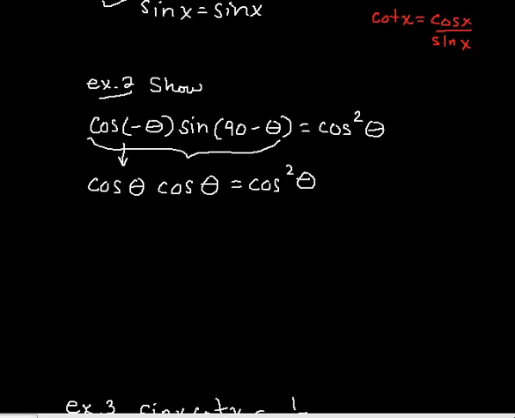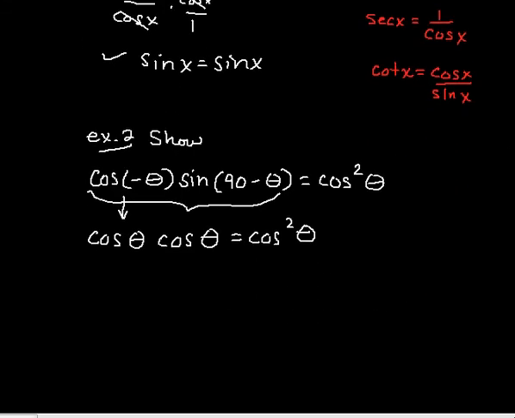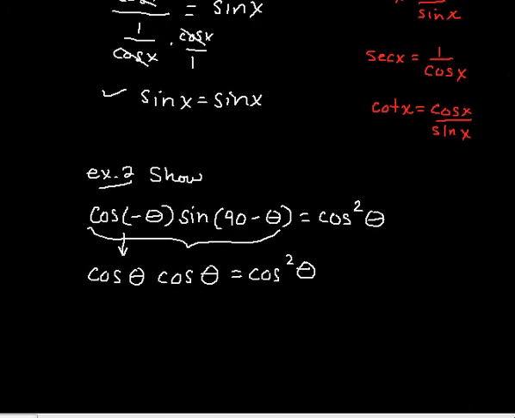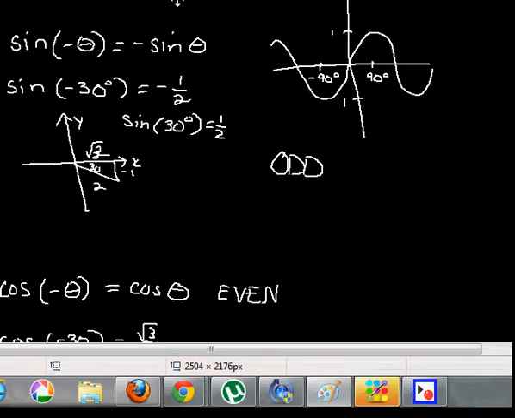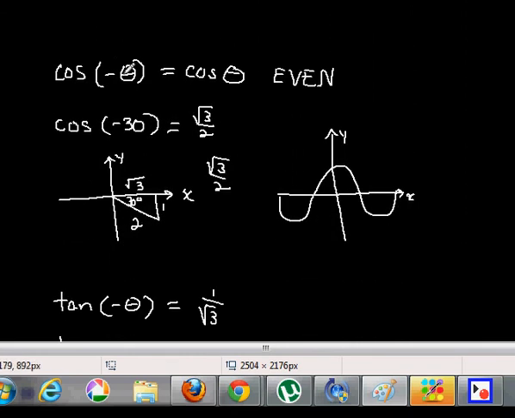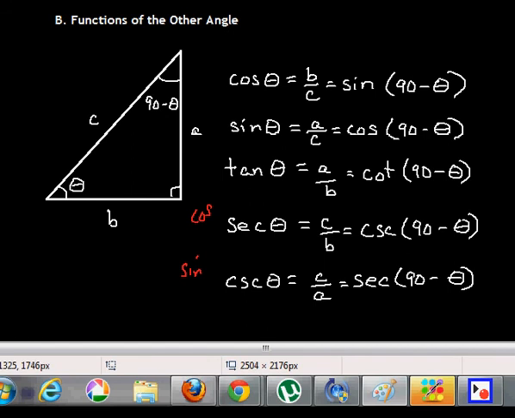Let me just go back and show you these, if I can find them. Okay, remember these? Sine of negative theta equals negative sine of theta. And we have cosine of negative theta equals cosine of theta. And then all of these. Cosine of theta equals sine of 90 minus theta, etc. So you need to put these in your mind and memorize them.